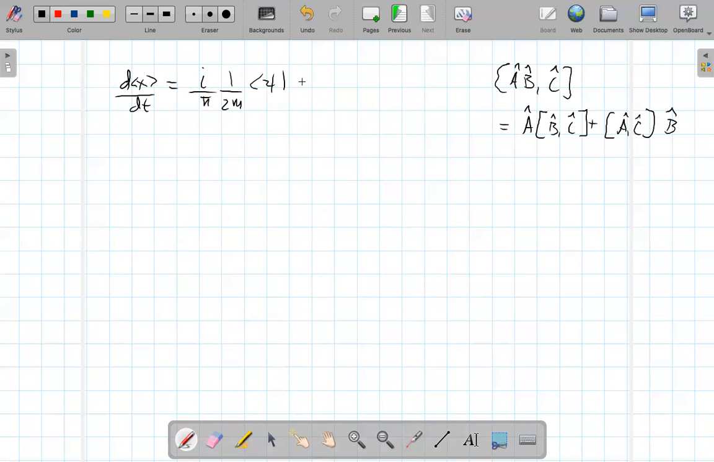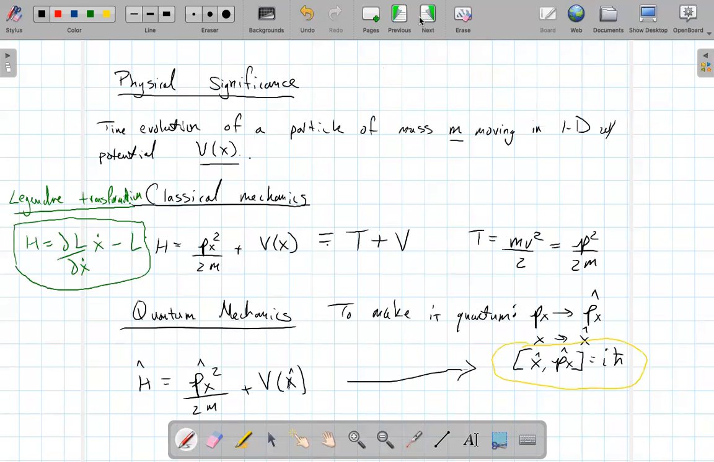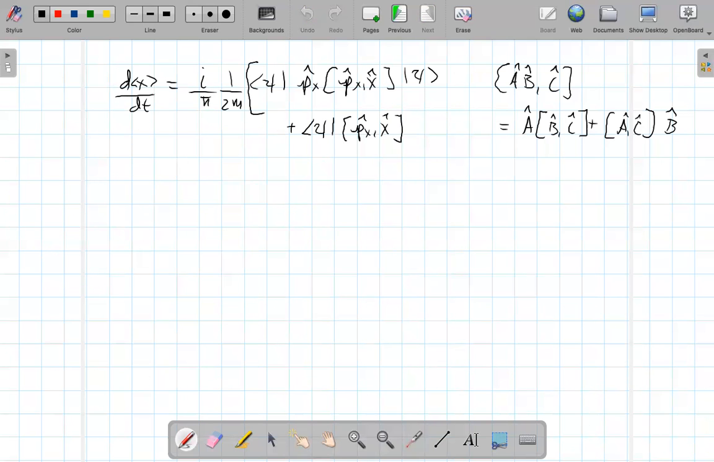So let's put this in. This is going to be the momentum times the commutation relation between the momentum and the position. Let me put a bracket here. Plus the commutation relation between the momentum and the position times the momentum, all with brackets.